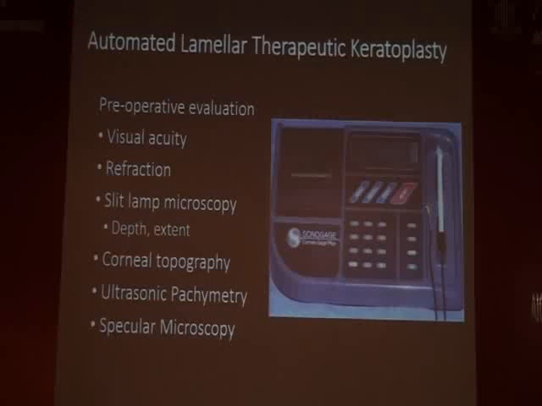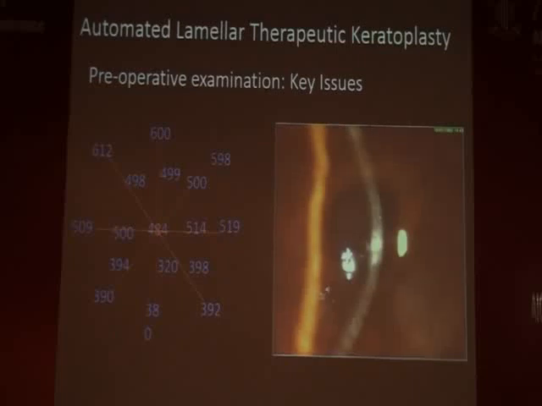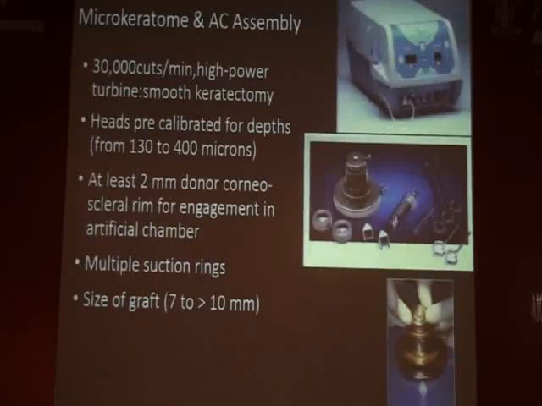The preoperative evaluation consists of determination of the visual acuity, refraction, and slit lamp microscopy, which should document the depth and extent of the corneal opacity, the corneal topography, the specular microscopy, and the most important, I think, is the ultrasonic pachymetry to determine the corneal thickness, because that determines what head of microkeratome you are going to use. So a 9-point ultrasonic pachymetry is very useful, and you know which is the thinnest part, and accordingly you will plan which microkeratome head to use.